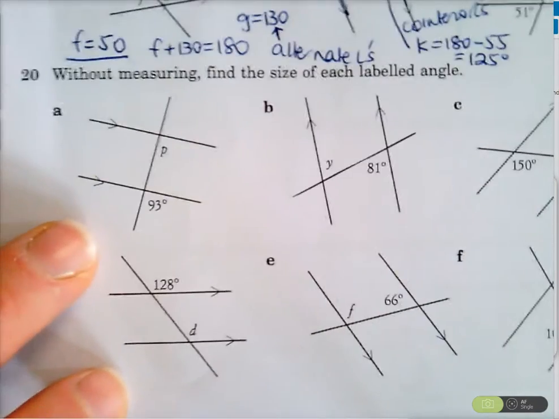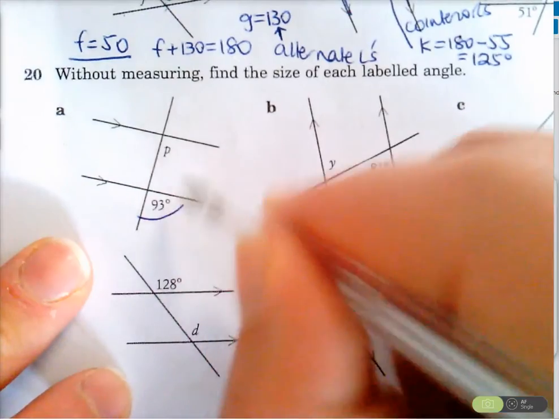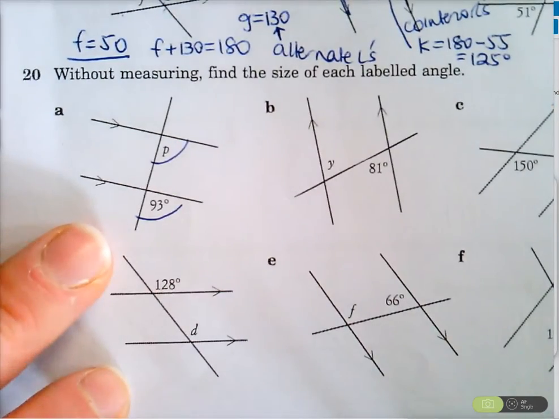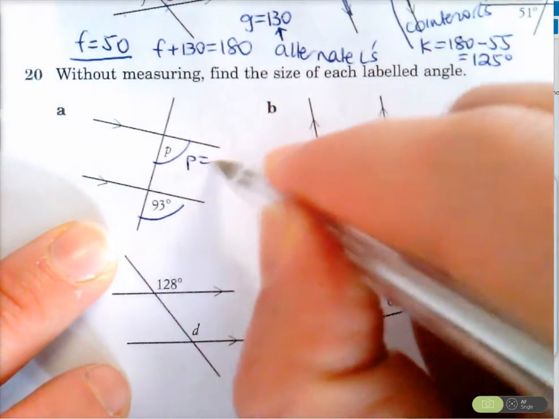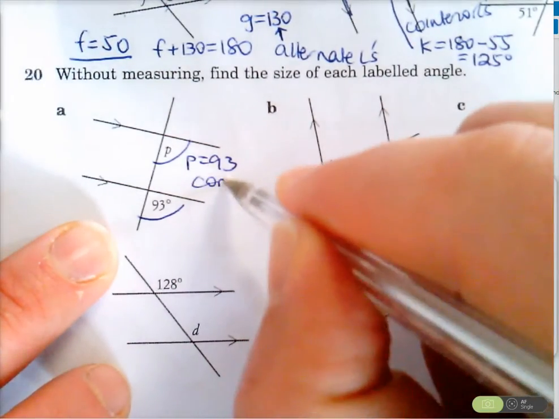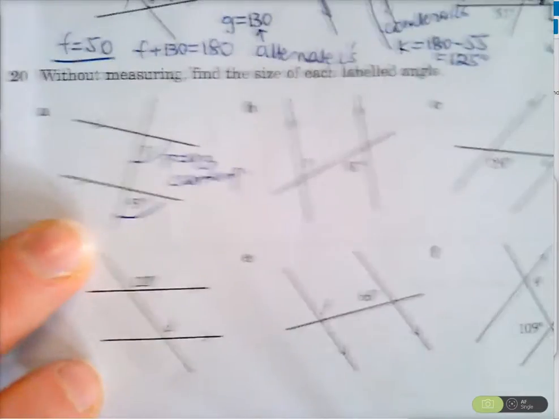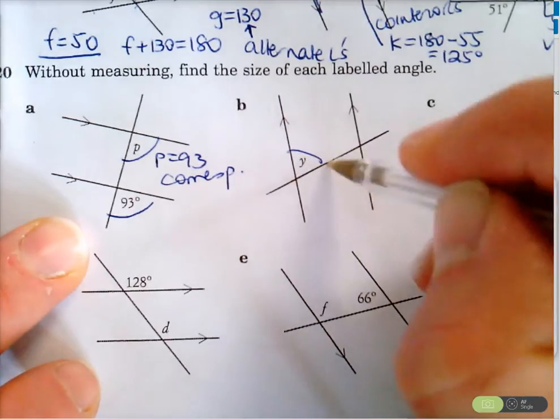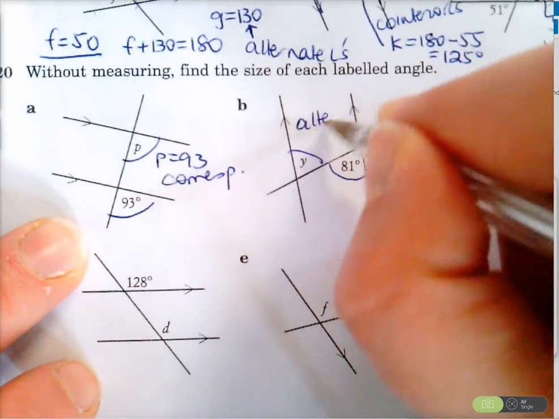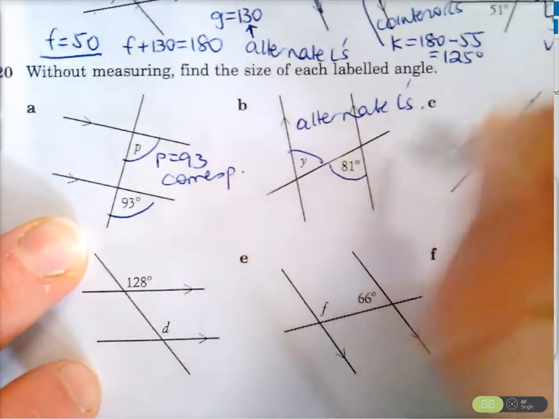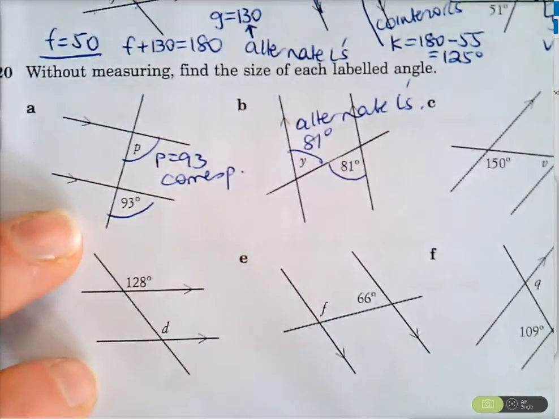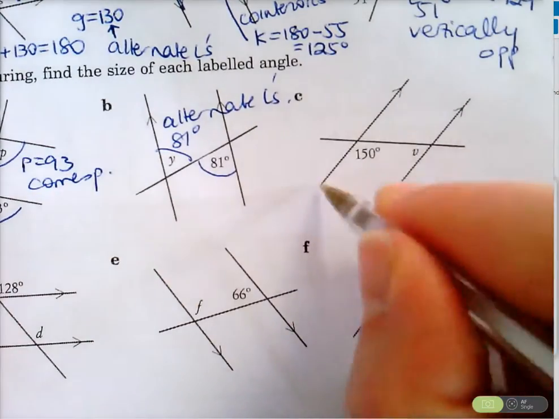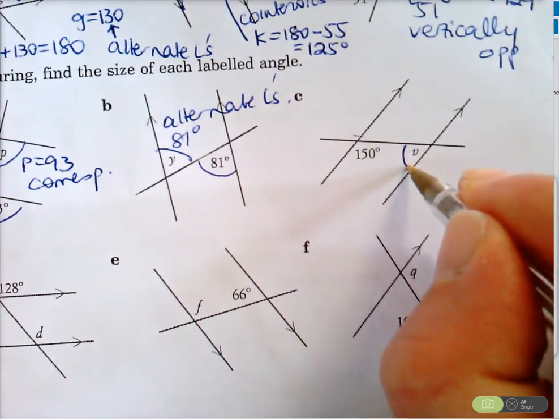Now, girls, do you remember these? They're fairly easy. What are those positions? Girls, what are the positions? Corresponding. So P is 93, corresponding. I'll just put corres. What about Y? What sort do you have there? Do you remember these, girls? We spent about 4 lessons. Alternate angles, parallel lines. Y is 81. Girls, co-interior.